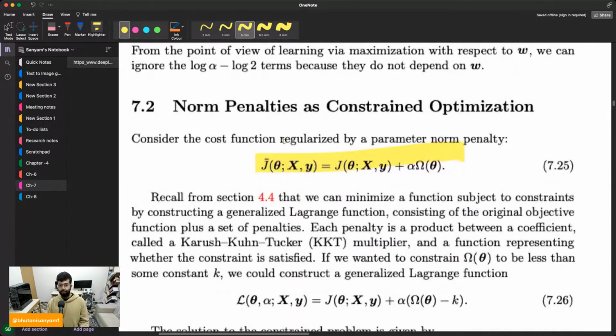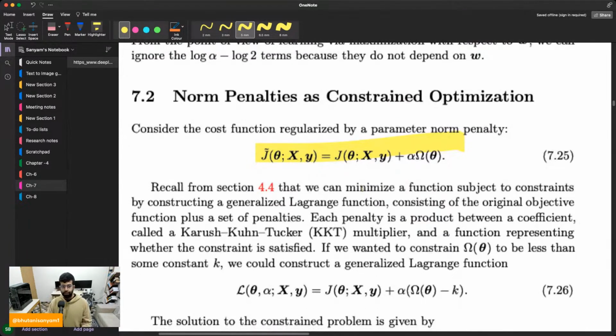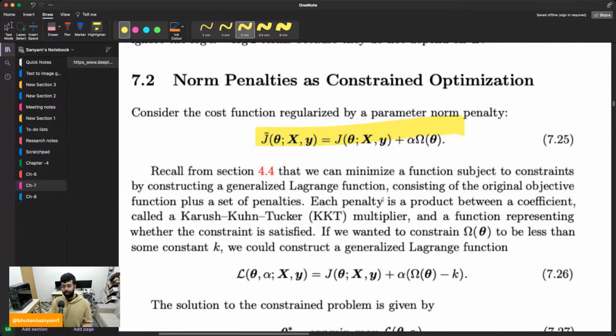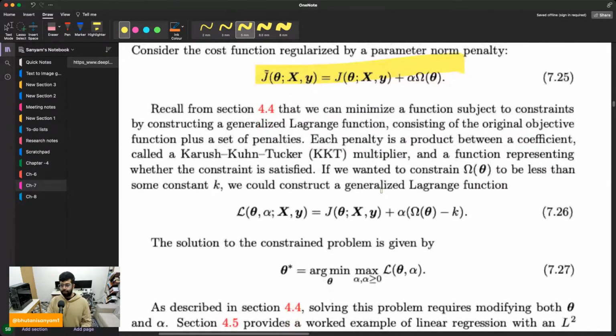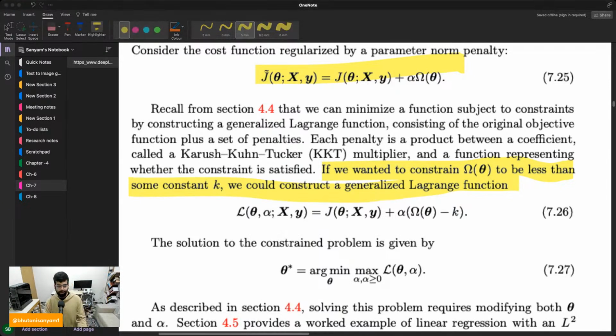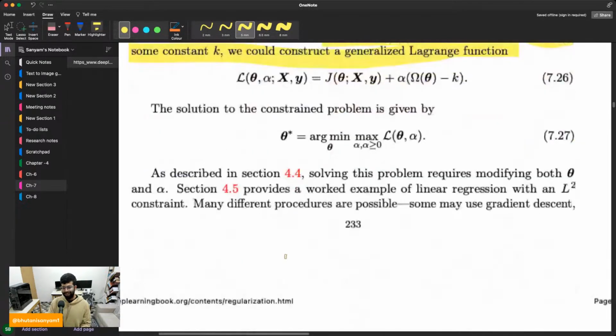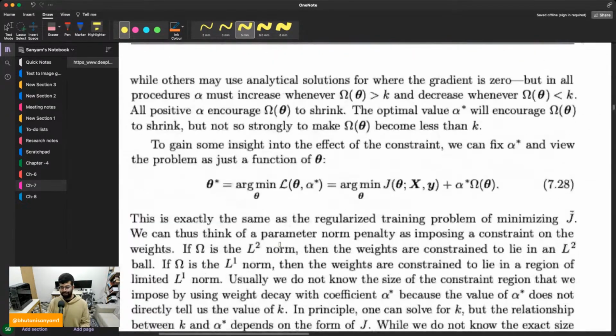Then they talk about norm penalties as constrained optimization. So they introduce a cost function like so, and then they say, again, this is what I was ranting about: if we wanted to constrain omega to be less than some constant, we could construct a generalized Lagrange function. But they haven't introduced this earlier. So take what you may, but you need to know what Lagrange is to understand this section.